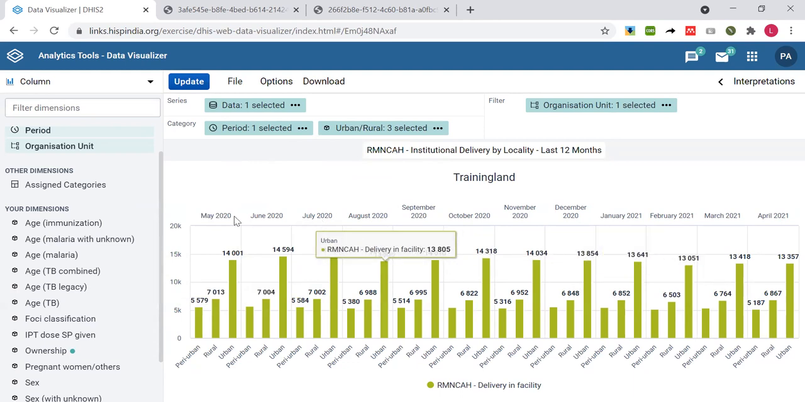So essentially, if you just concentrate on one segment here, you can see data from May 2020, disaggregated by peri-urban, rural, and urban, right? So for each month, the data that is in the x-axis has been disaggregated. Okay, so this is what we call a two category chart. You have the category dimension here, and you also have a category dimension right at the top.